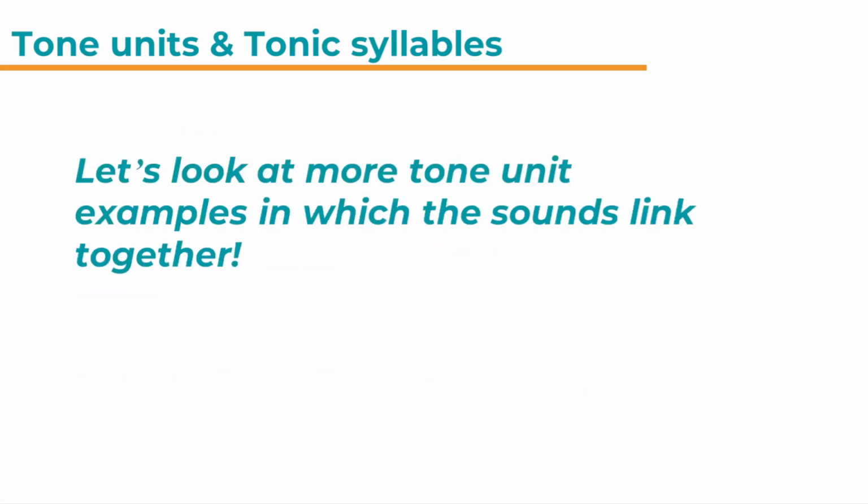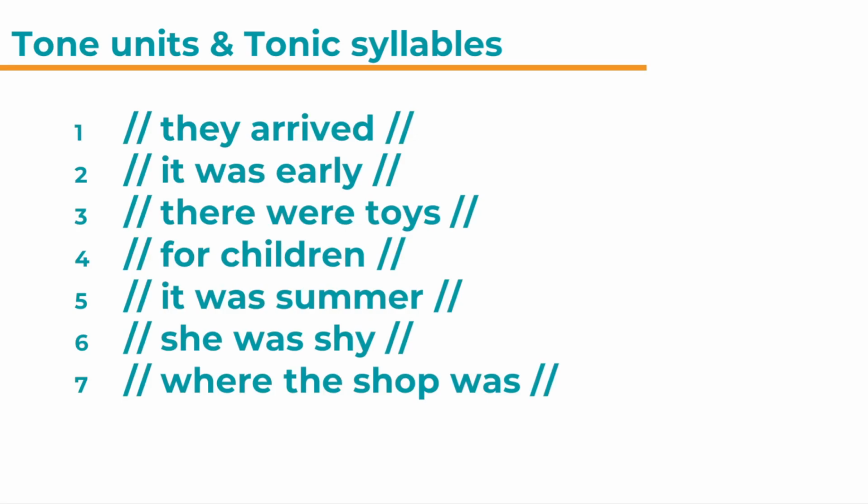Let's look at more tone unit examples in which the sounds link together. Let's have a look at number 1. I will always read them out, and I want you to concentrate on the linking between the words of each tone unit. Number 1, they arrived. Number 2, it was early. Number 3, there were toys. Number 4, for children. Number 5, it was summer.